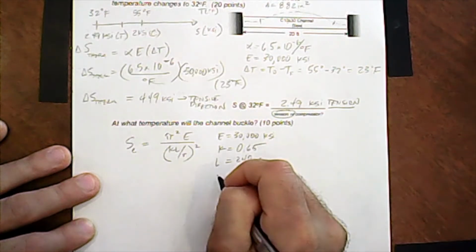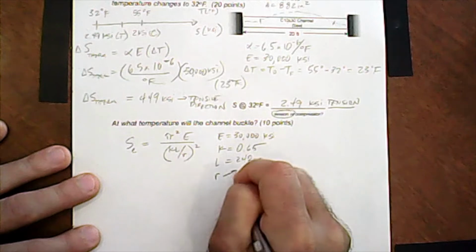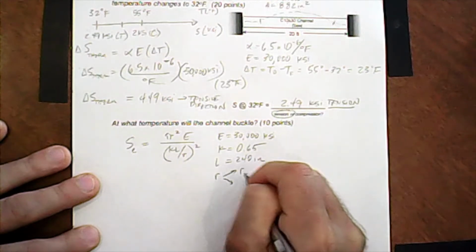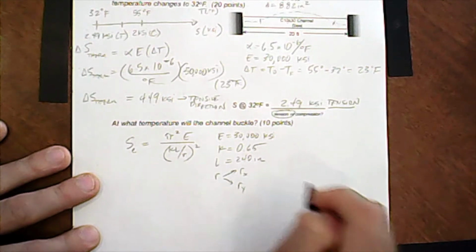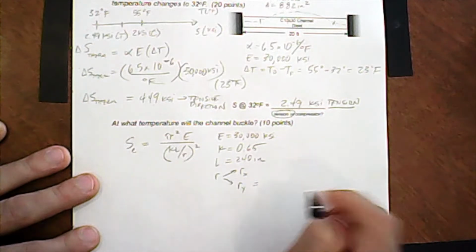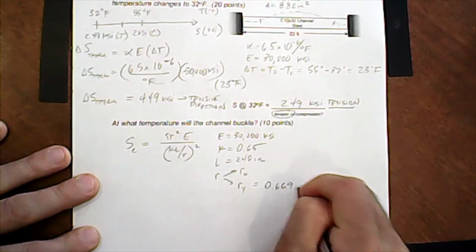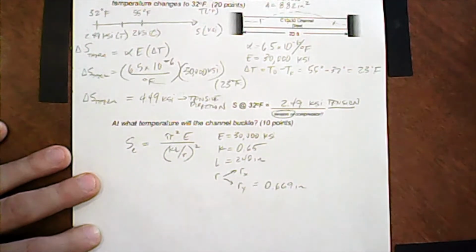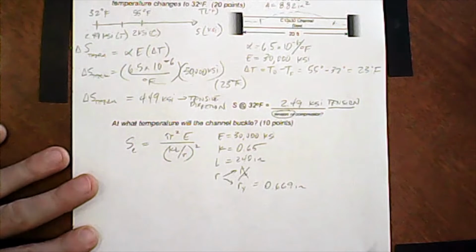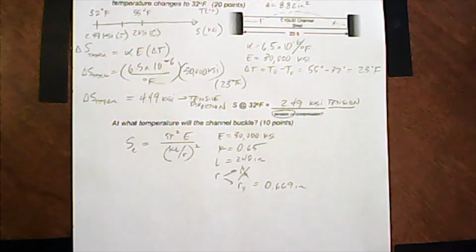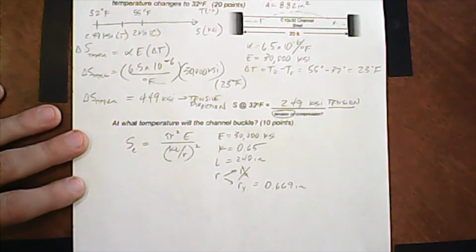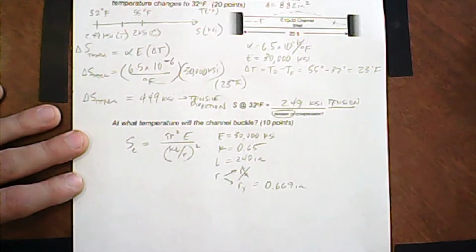And our R, right? Remember, we're going to take an Rx and an Ry. We want the smaller value. Well, the smaller value here is going to be Ry. I didn't write down Rx. Ry is 0.669 inches, but know that Rx is bigger than that. We're not going to use it. We don't care which direction it buckles in or across which axis. We just care that it buckles in this case. Okay, so what we need to do is find that stress corresponding with the buckling.